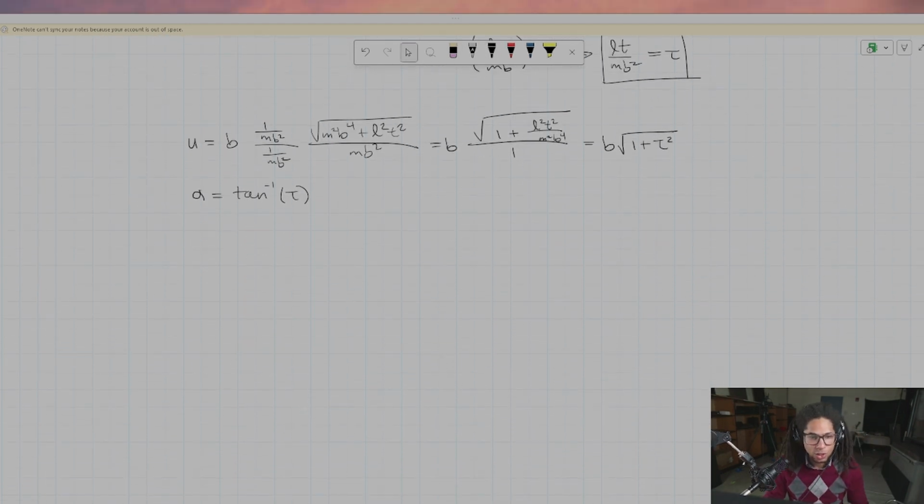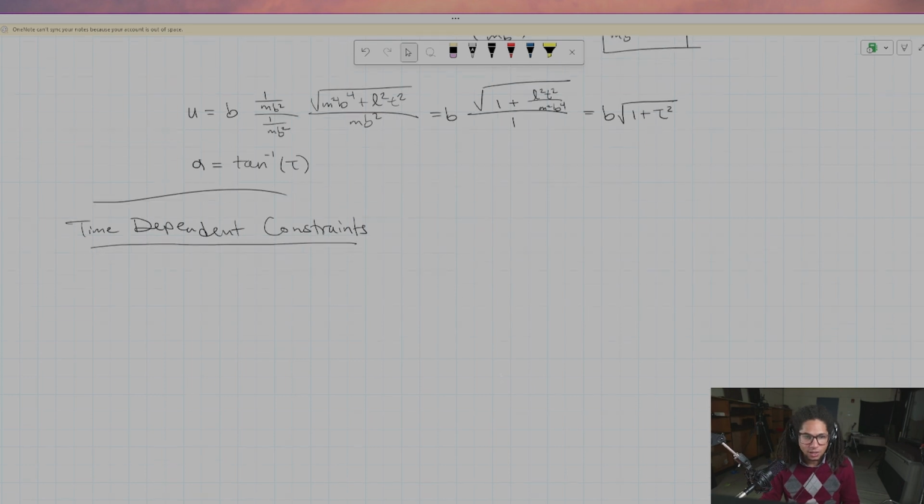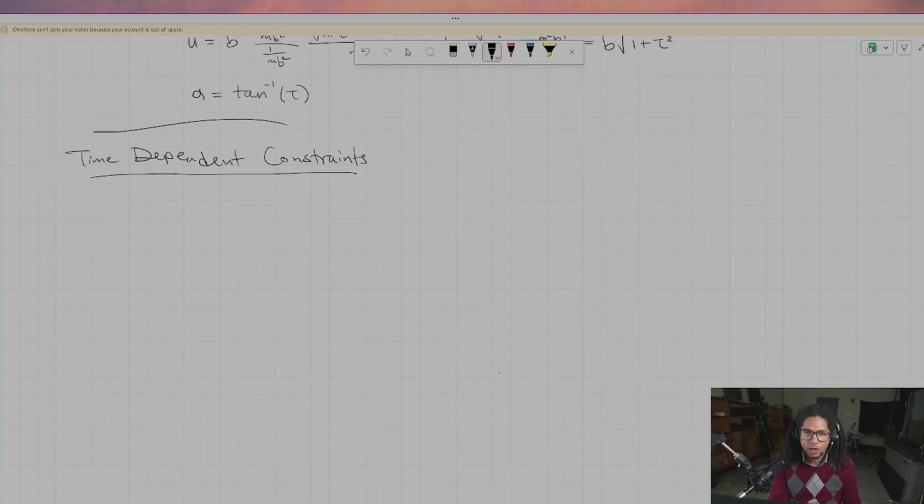Now, the next thing I want to show with generalized coordinates is that we can deal with generalized coordinates and with holonomic constraints, even if our constraints are time dependent. Time dependent constraints. All right, so if we have time dependent constraints, remember that our constraint equation was something like k of r equals 0. Now we'll let it be k of r and t equals 0.